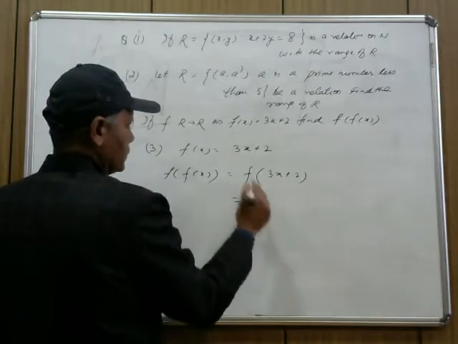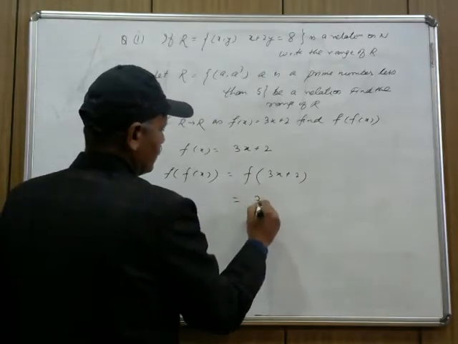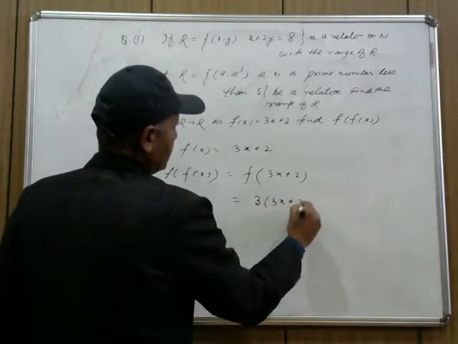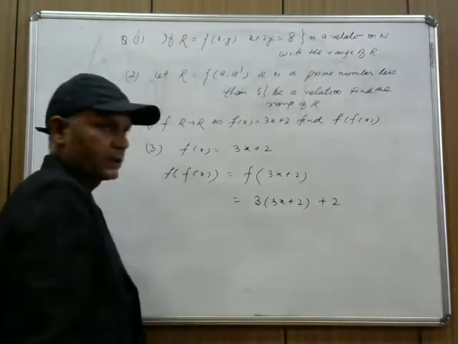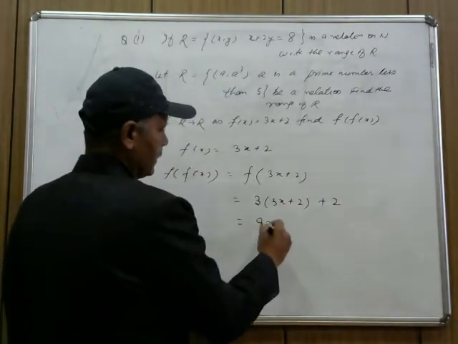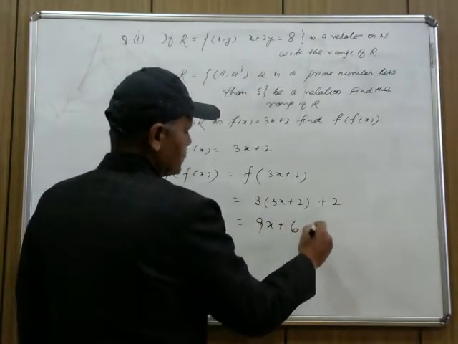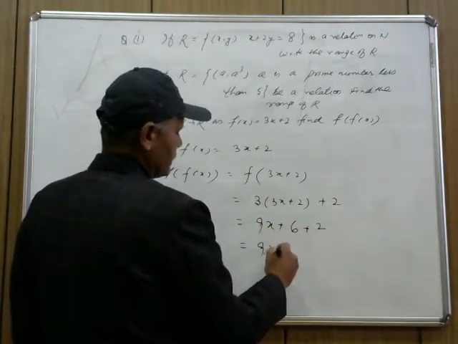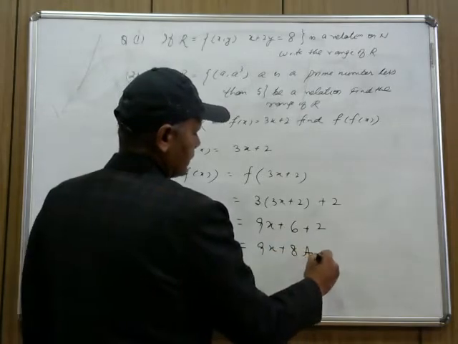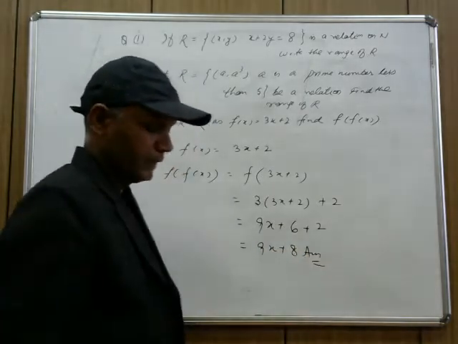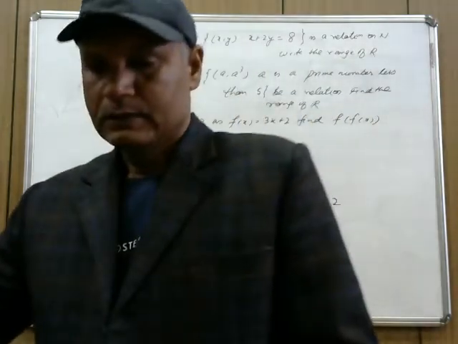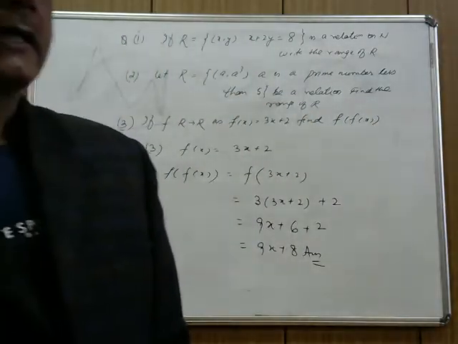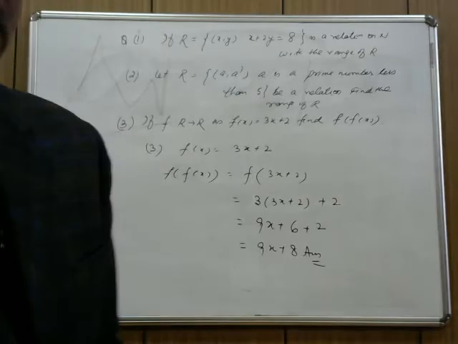f of 3x plus 2 will be what? 3 into 3x plus 2, plus 2, can I write? This will be how much? 3 times 3x is 9x, plus 6 plus 2, that is 9x plus 8 is the answer. Right? Similarly, I'll give another 3, 4 questions.